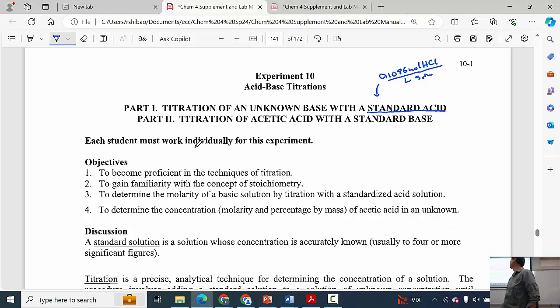And so the objectives here: one, to be proficient in the techniques of titration. The way we do this titration is not the normal way titrations are done. The normal way titrations are done, they're assuming you have a higher skill level, so you don't have to set up as much equipment. But here we're assuming you're a beginner. And if you're a beginner, then you make mistakes.